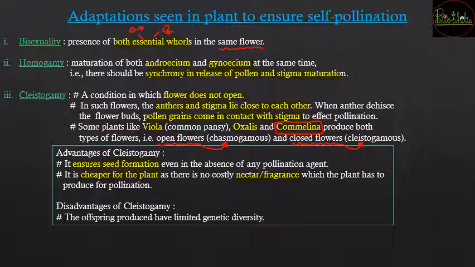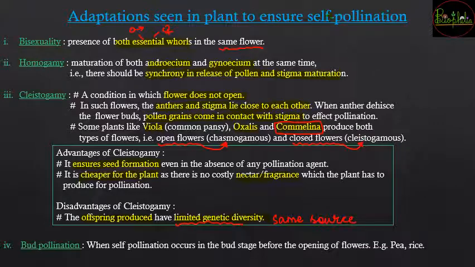But all these were the advantages, still there is one disadvantage of the cleistogamy condition, that is the offspring that is going to be produced because of this sort of pollination, there would be limited genetic diversity. Why limited genetic diversity? Because the gametes are going to come from the same source. If gametes are coming from the same source, then what is going to happen? The genetic material is going to be more similar. Because of that similarity, there is going to be limited genetic diversity.